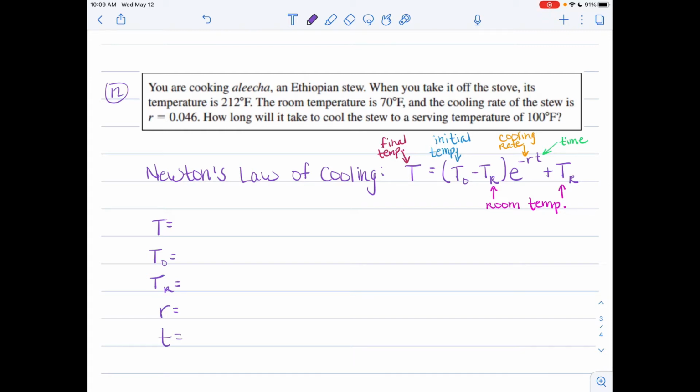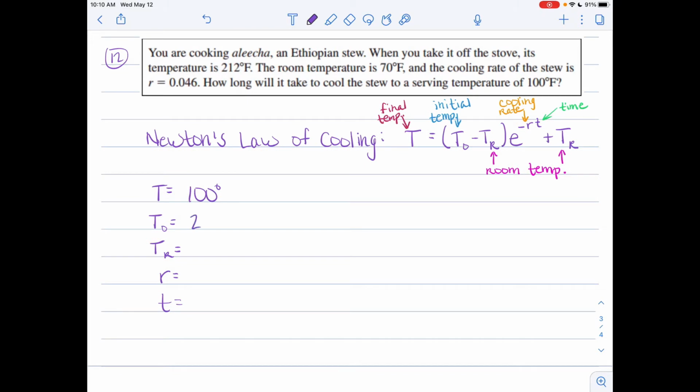We want to go ahead and figure out how long it's going to take the stew to get to a serving temperature of 100 degrees. You don't want to burn your mouth with boiling stew. You want it to be a little more moderate, about just a little over your body temperature. So we want our final temperature to be 100 degrees. We know that our initial temperature is 212 degrees, and the room temperature is 70. Our rate of cooling, 0.046, and our time, well, that's what we're trying to figure out. So put a big question mark there.